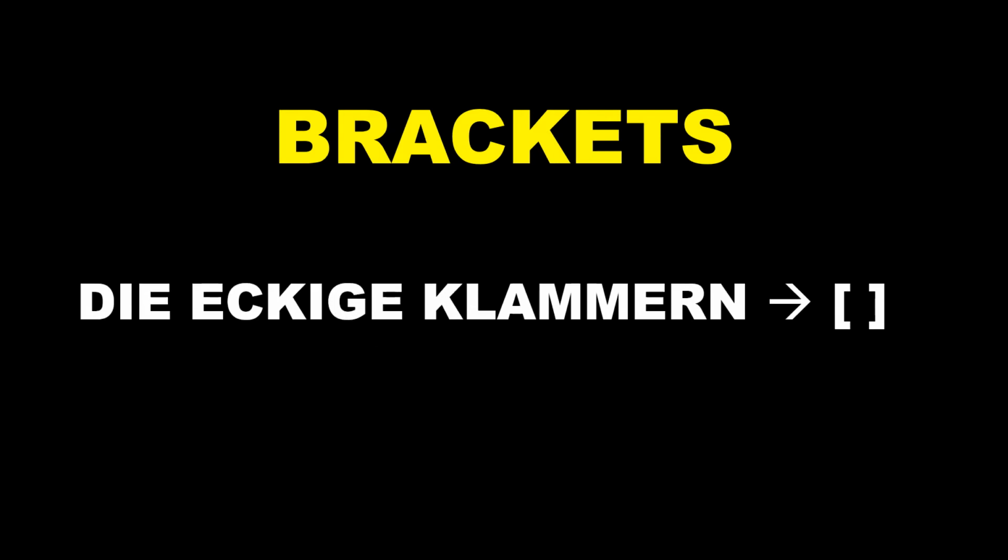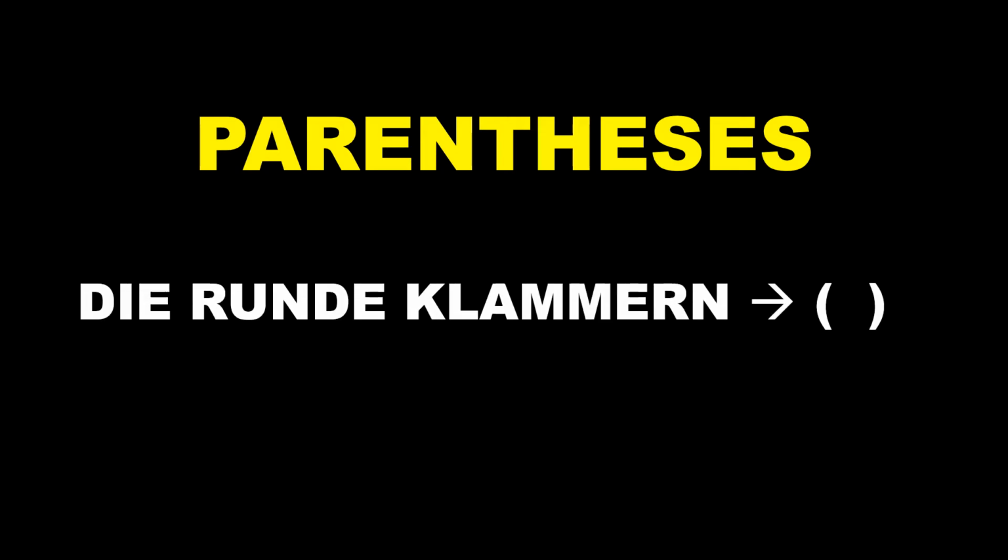Let's go ahead. The next one is brackets. Die eckige Klammern. Klammern, brackets. Die eckige Klammer. Here you can see the sign. The next one is parenthesis. It is called in German die runde Klammern. As you can see, these brackets are a bit round. That is why runde Klammern.